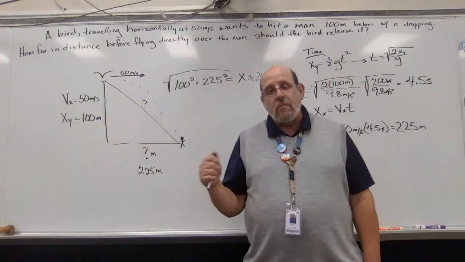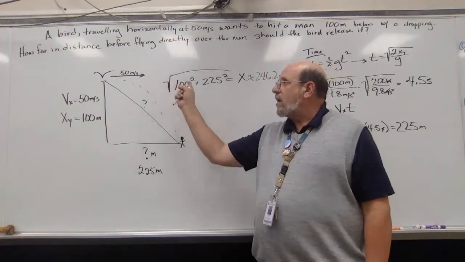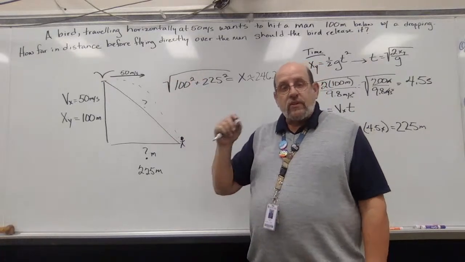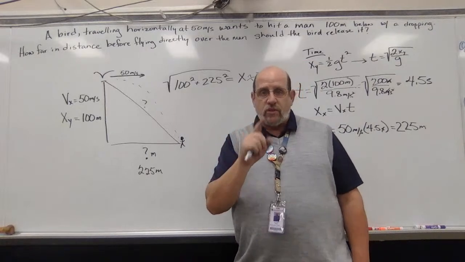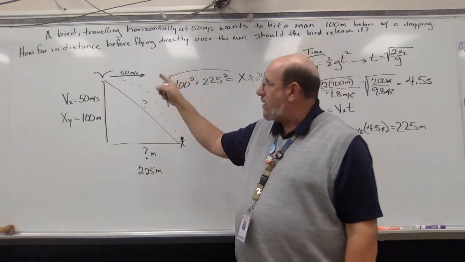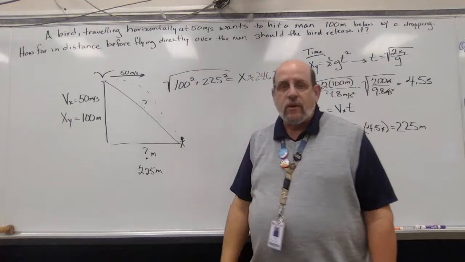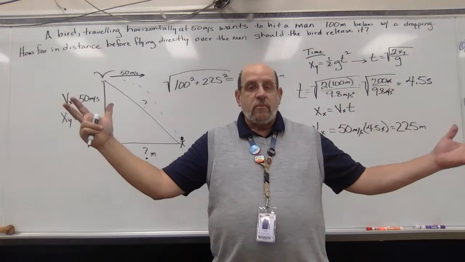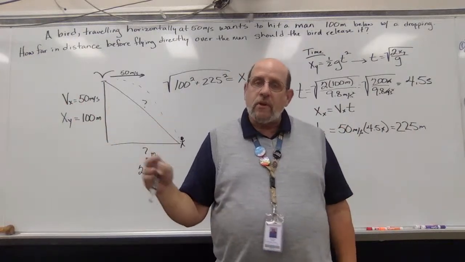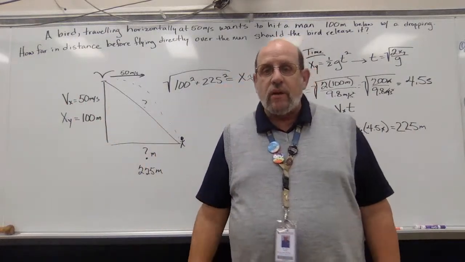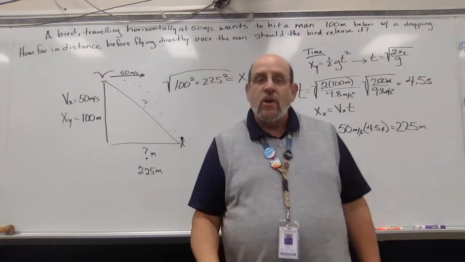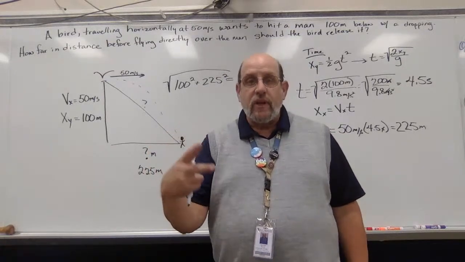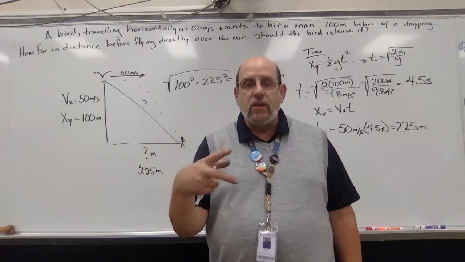Remember, this is a horizontal velocity. We can figure what the vertical velocity is, but we don't need to. We just need to know how long it's going to take to get from the bird to the ground, and that's what that 4.5 seconds was. All right, so there it is. I'm going to show you one problem a little later on, something fired at an angle, and we'll go through a big, long video of everything I need to know.